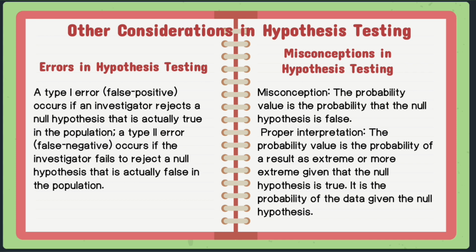And next is the misconceptions in hypothesis testing. Misconception kay para sa aning the probability value is the probability that the null hypothesis is false. Ang proper interpretation, the probability value is the probability of the result as extreme or more extreme given that the null hypothesis is true. It is the probability of the data given the null hypothesis.